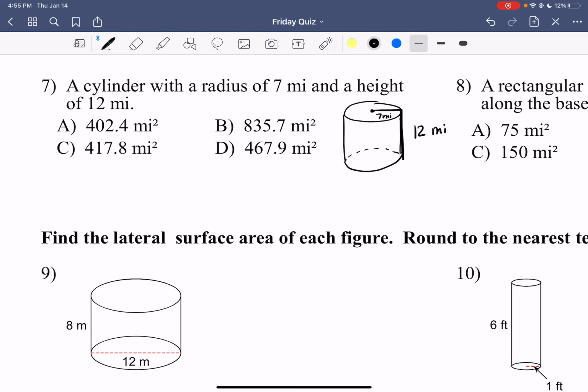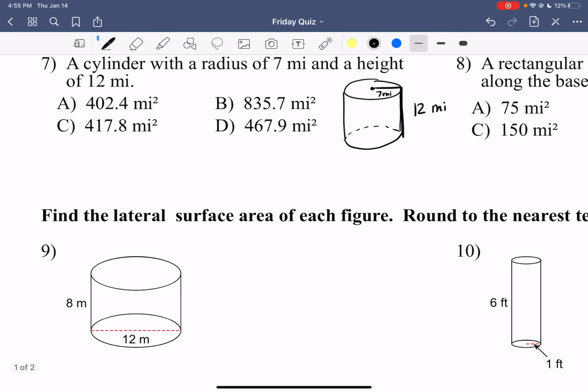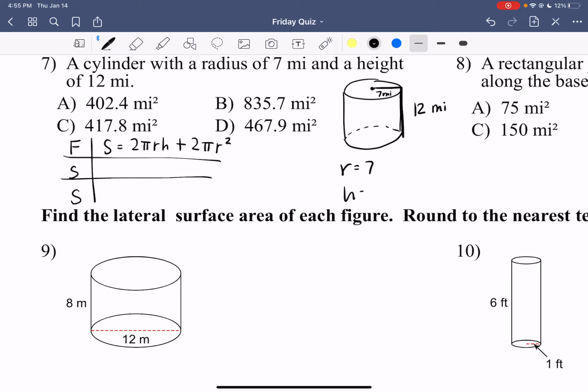Okay. So my formula, substitute, solve. My formula for a cylinder is going to be surface area equals 2 times pi times radius times height plus 2 times pi times radius squared. So we know our radius is 7 and our height is 12, so I can take those numbers and substitute them accordingly. So 2 times pi times 7 times 12 plus 2 times pi times 7 squared.